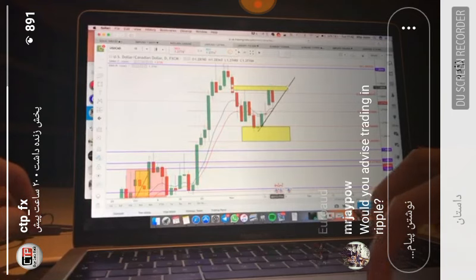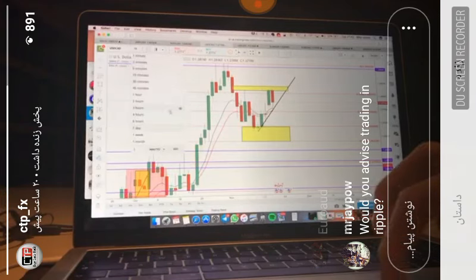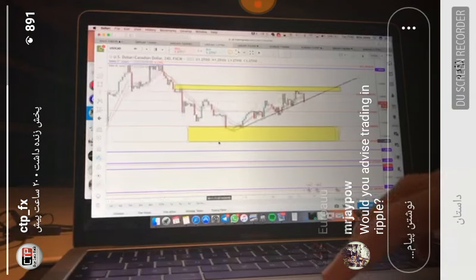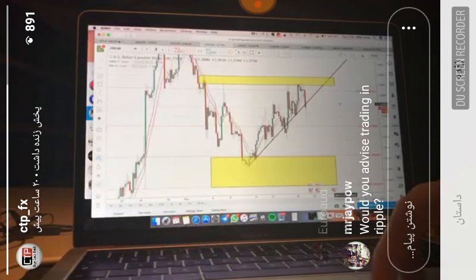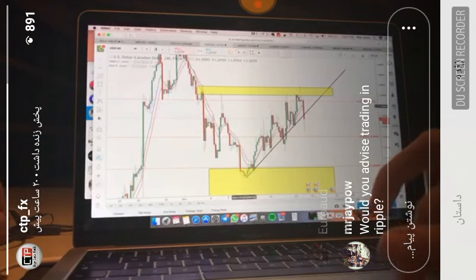This yellow box is a support and resistance level. I'll show you why. Zoom in onto the 4-hour chart. We've previously had rejections here. The wicks have popped up into this area. Another wick there. 1, 2, 3, 4, 5. There's about 10 candles that have popped up into this area.